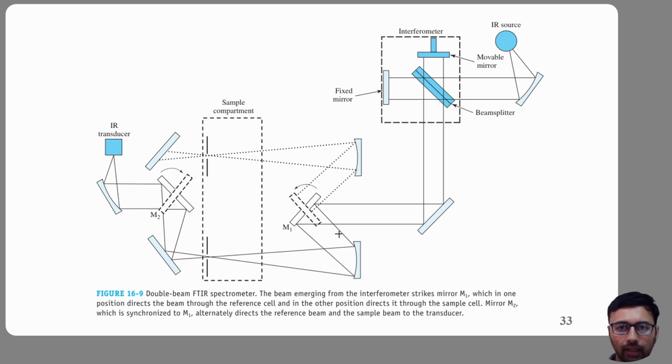In a double beam design, the beam emerging from the interferometer alternates between the reference cell and the sample cell. Mirror M1 oscillates mechanically. For one moment, it directs the beam through the reference path. Then, during the next movement, it directs the beam through the sample path. The mirror M2 operates synchronously with mirror M1. Its purpose is to redirect the alternating beam toward the detector. As a result, the detector rapidly receives alternating measurements of reference intensity and sample intensity.